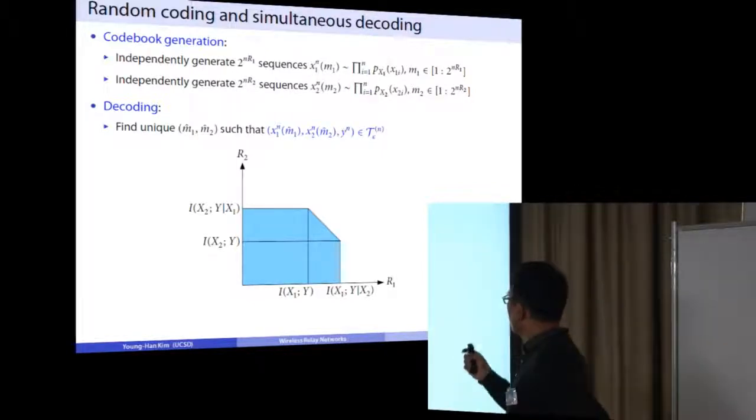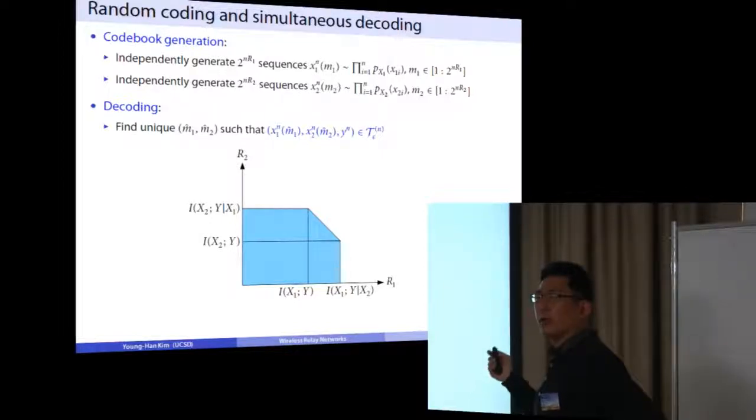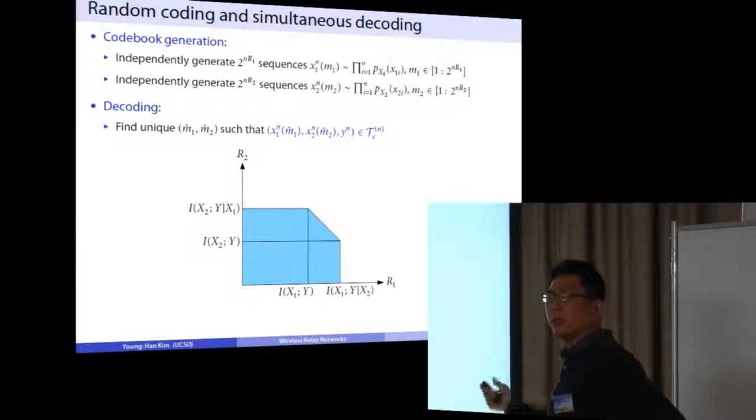Okay, and as most of us know, the performance of this coding scheme is characterized by the rate pair R1 and R2 that can be communicated reliably under given P of X1 and P of X2 and the given channel. Using the standard analysis in information theory, it can be shown that whenever R1 and R2 are inside this pentagonal region, then this random coding scheme with joint typicality decoding can achieve any rate pair inside here reliably.